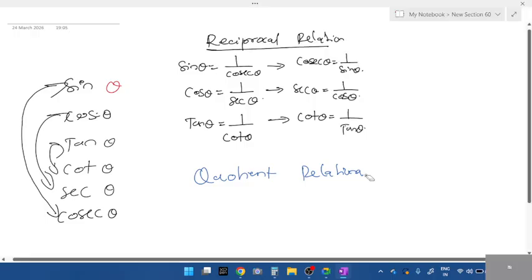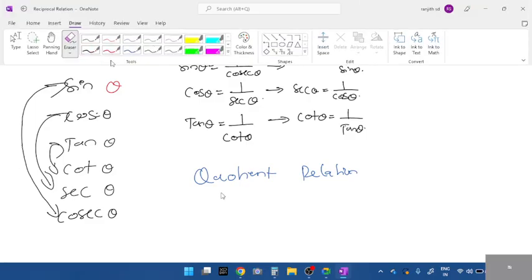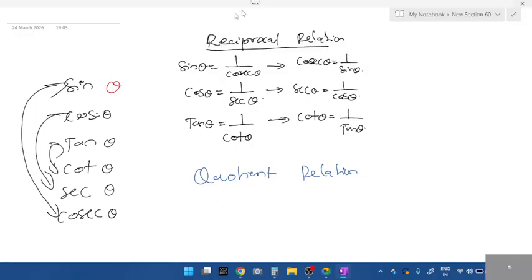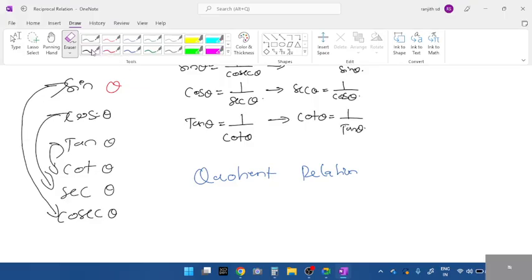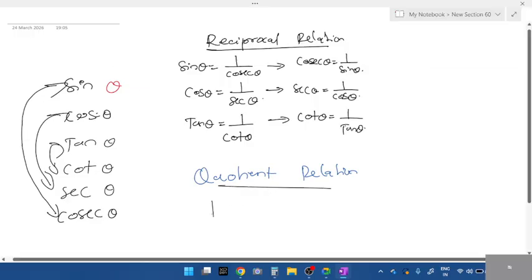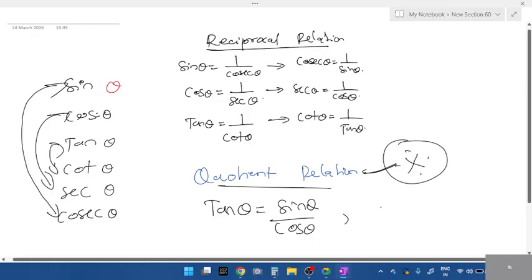Reciprocal relation, quotient relation. Quotient relation is only for tan and cot, students. Remember, quotient is only for tan and cot. Make a note of this. Write quotient relation. These are two special formulas. Tan theta is equal to sin theta divided by cos theta. Remember this, the most important formula we use for 10th standard trigonometry. Cot theta is equal to cos theta by sin theta.